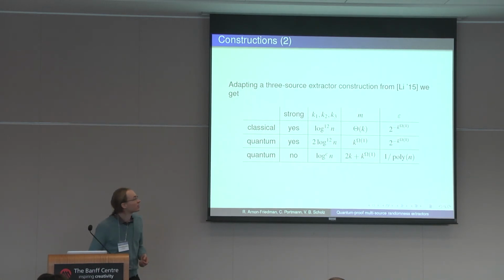So we get the following constructions. This is a three-source extractor by Li. This is very recent. It just got published this year in STOC. So there are lots of recent results that are coming out, still in classical extractors. And he has this nice three-source extractor with very low requirements on the entropy of the sources. There's just some polynomial in the logarithm of n.